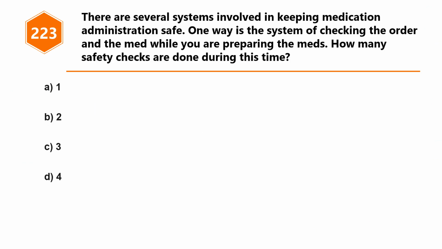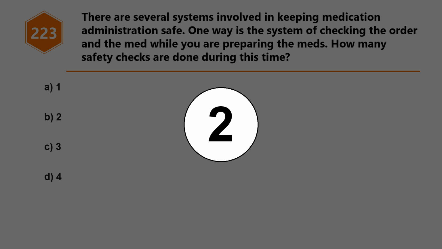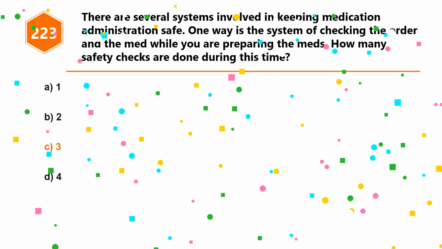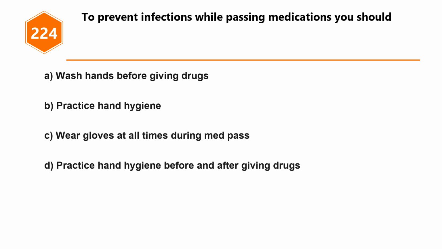Question 223. There are several systems involved in keeping medication administration safe. One way is the system of checking the order and the med while you are preparing the meds. How many safety checks are done during this time? Option A. 1. Option B. 2. Option C. 3. Option D. 4. The correct answer is option C. 3.